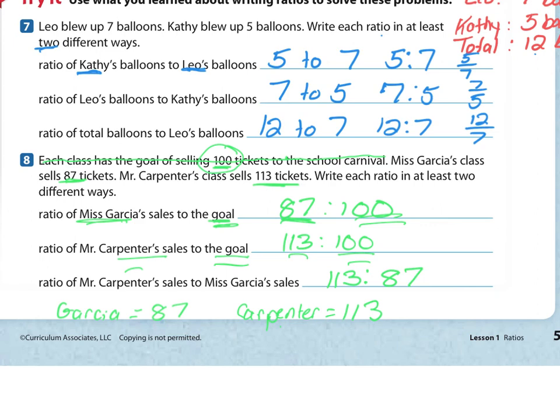Okay, let me go back through. Even after I read the problem wrong and fixed it, each class has the goal of selling 100 tickets. Miss Garcia's class sells 87. Carpenter sells 113. Write each ratio in at least 2 different ways. I need to fix my problem. So 2 different ways. Let me fit that 0 in here maybe. Okay, 0 should go there. Right, remember fractions are okay as well. The spacing here is hard to write the fractional piece, but you could also add that in. Try to fit it in my messy handwriting, sorry.